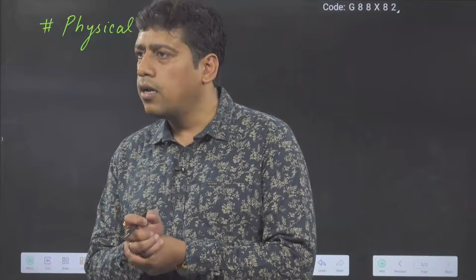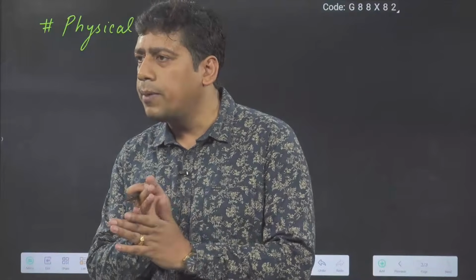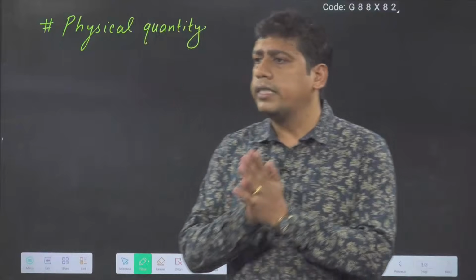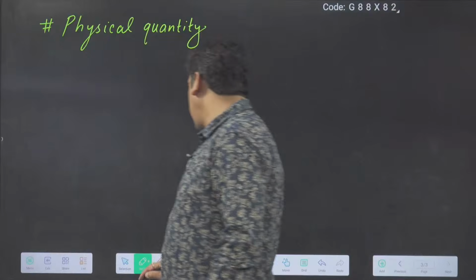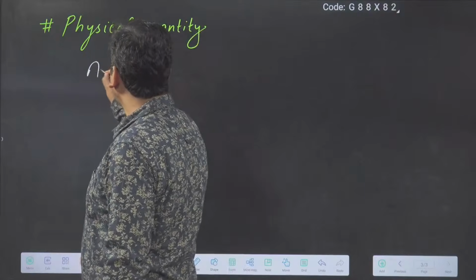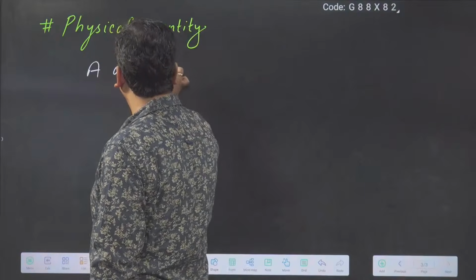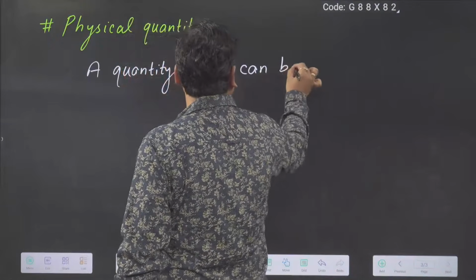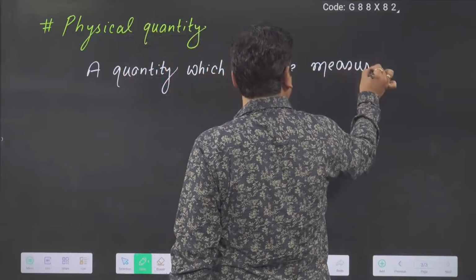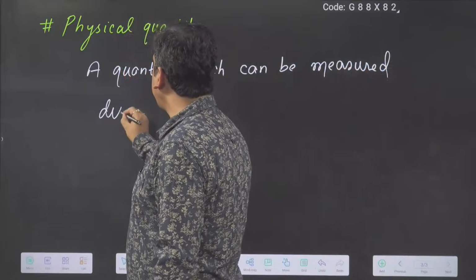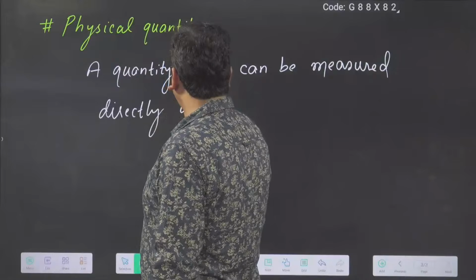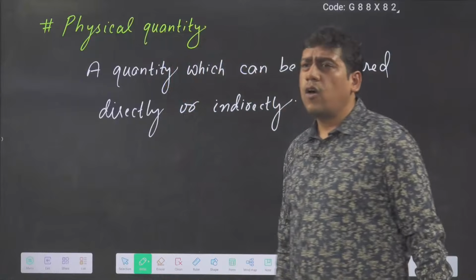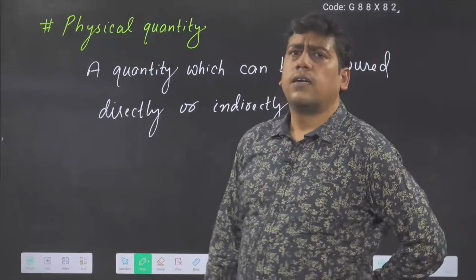Very good. A quantity which can be measured, like mass, time, length. Everyone is correct. Any quantity which can be measured directly or indirectly. What do you mean by directly or indirectly? Directly means with the help of some instrument.